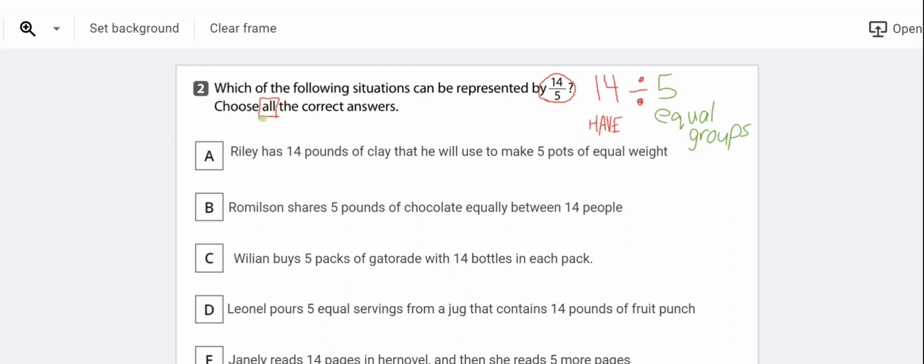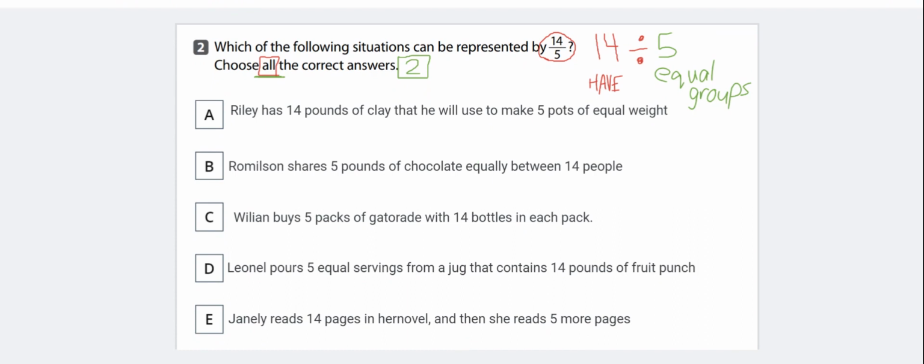I also see this keyword all. There are 2 correct answers for this problem, just like there will be on your test. So if it says choose all the correct answers, I'm not just going to choose one. I'm going to make sure I find all the correct answers. So let's take a look here.